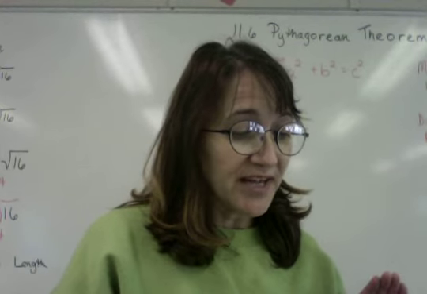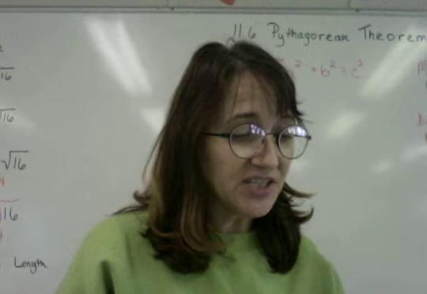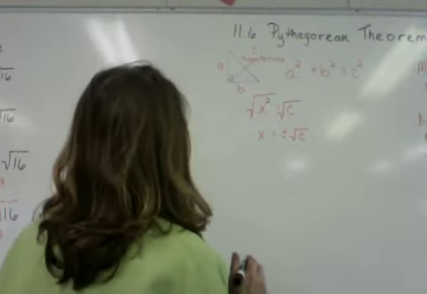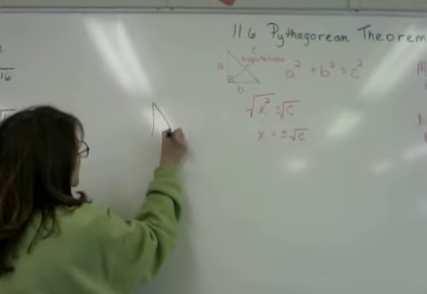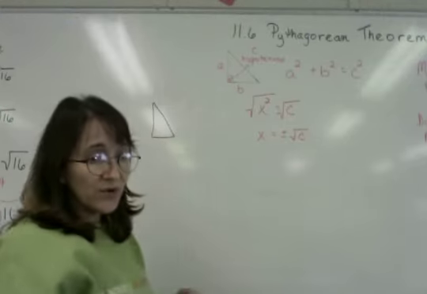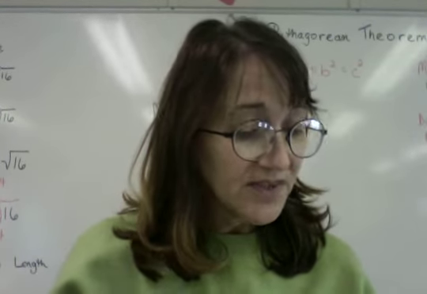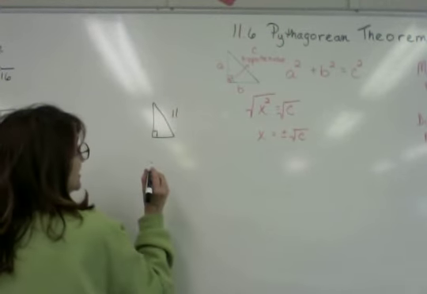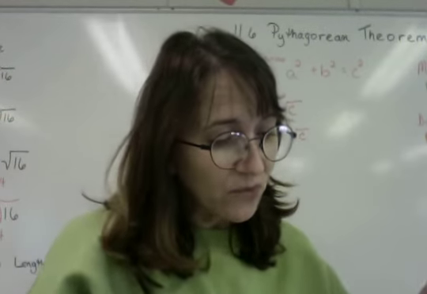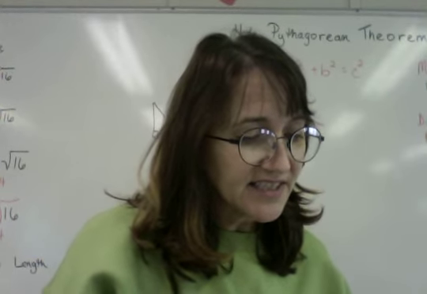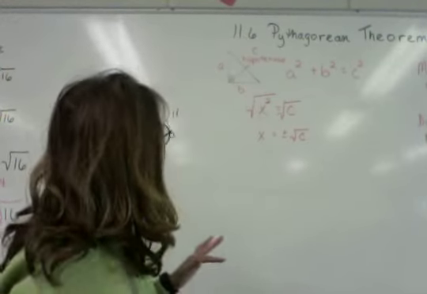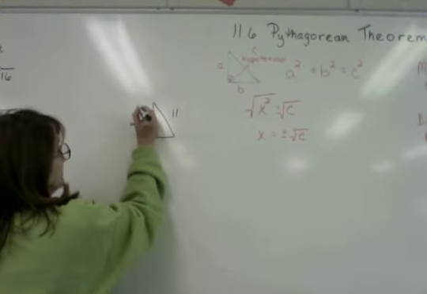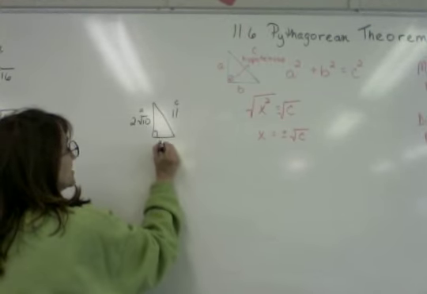So on our next one, we know the length of a side of a right triangle, and we're looking for the unknown side. We know that the hypotenuse is 11. The hypotenuse is the side that's over here. That's 11. We know that side A is 2 multiplied by the square root of 10. So that's side A, C. What we're looking for is B.